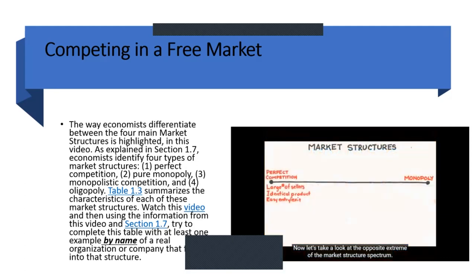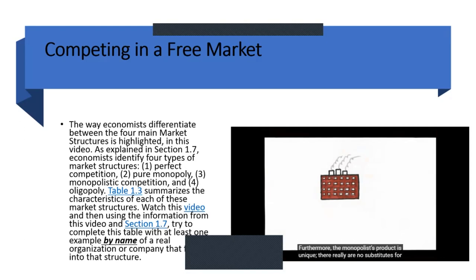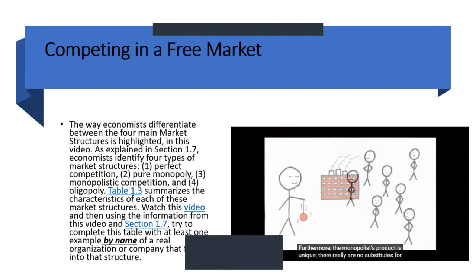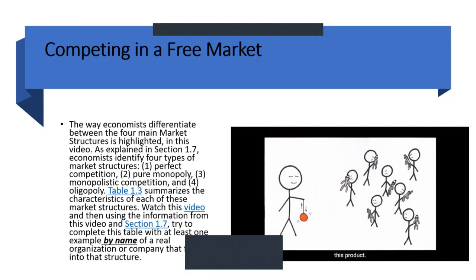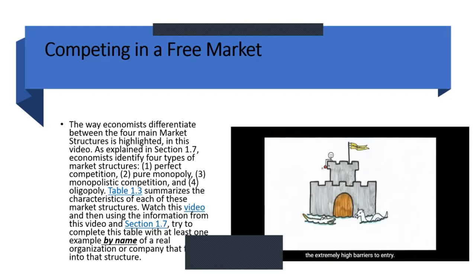Now let's take a look at the opposite extreme of the market structure spectrum. Instead of a huge number of producers, there's only one producer for the whole market, or a monopoly, the prefix mono meaning one. Furthermore, the monopolist's product is unique. There really are no substitutes for this product. Lastly, in a monopolistic industry, entry by other firms is nearly impossible due to the extremely high barriers to entry.